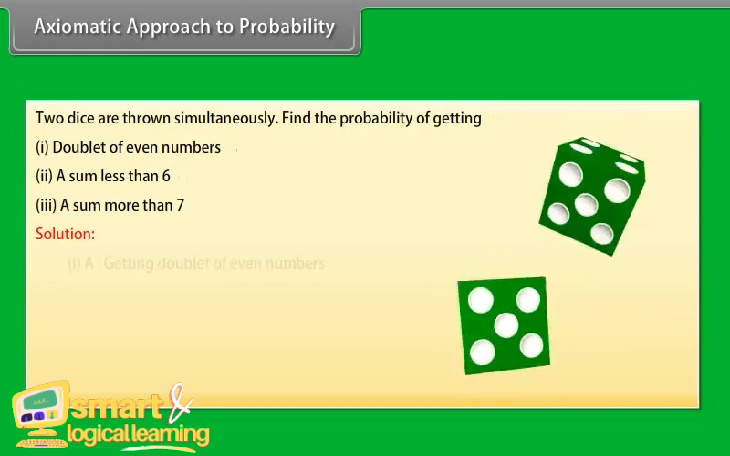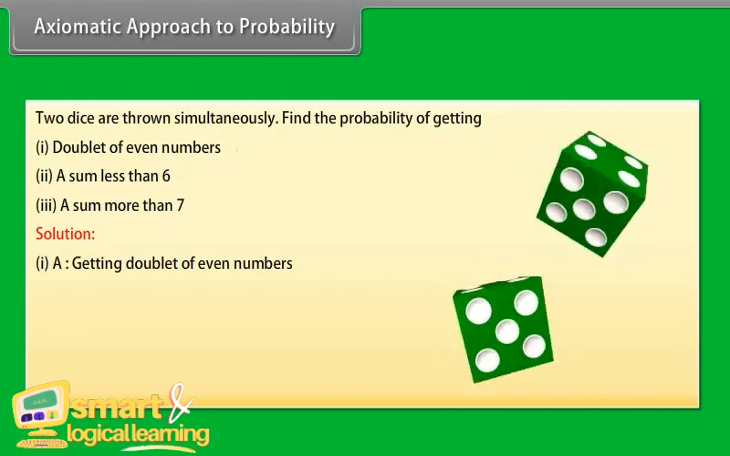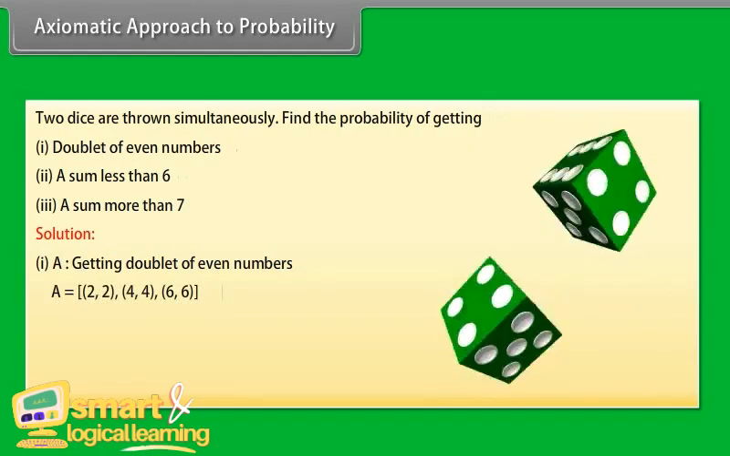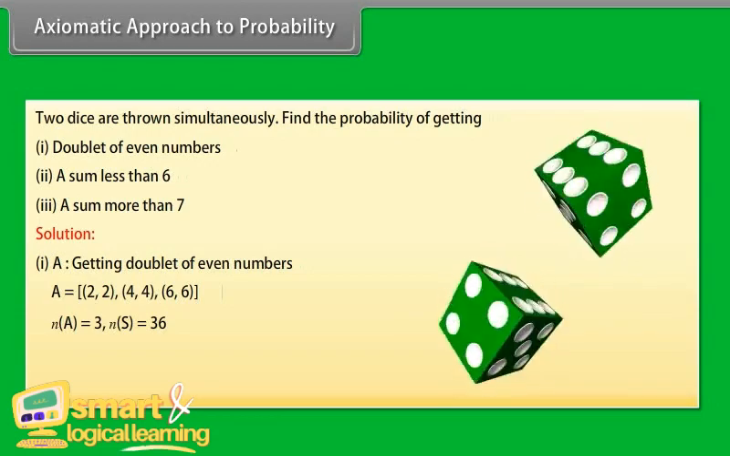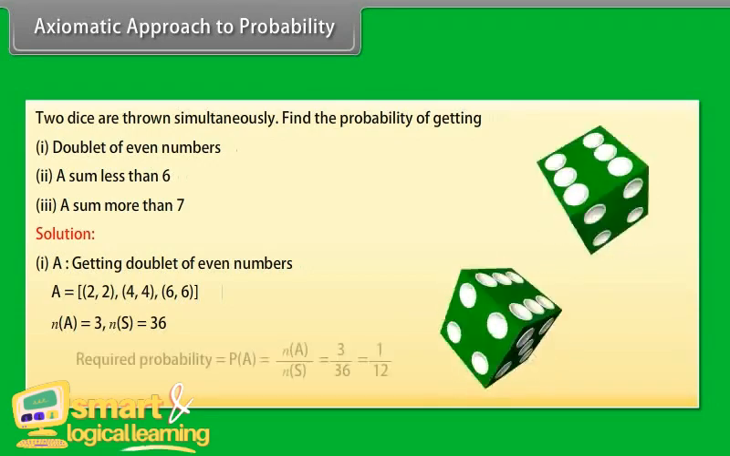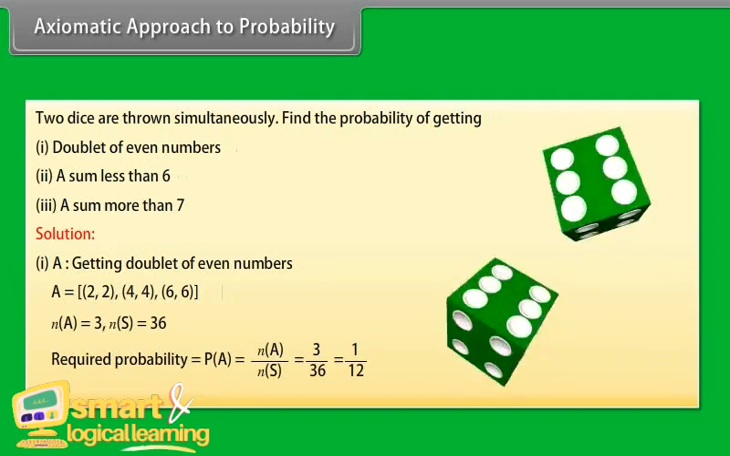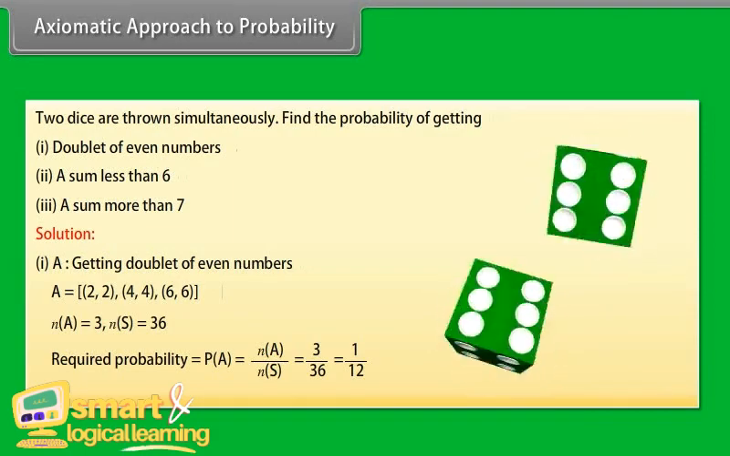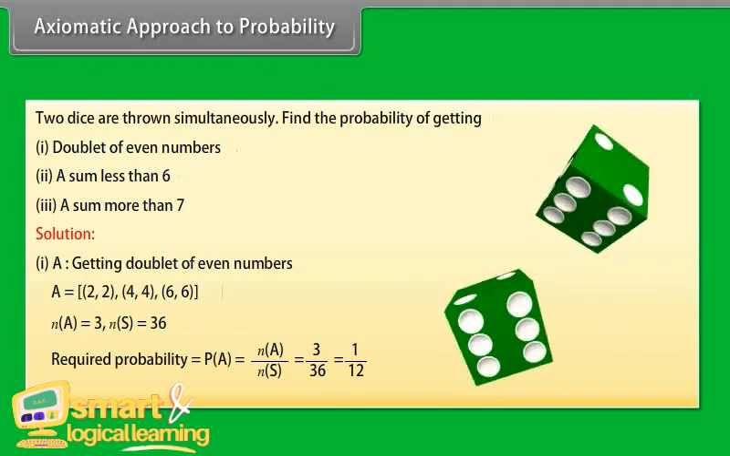Solution. 1. A: getting doublets of even numbers. A is equal to (2,2), (4,4), (6,6). n(A) is equal to 3. n(S) is equal to 36. Required probability P(A) is equal to n(A) divided by n(S) is equal to 3 by 36 is equal to 1 by 12.